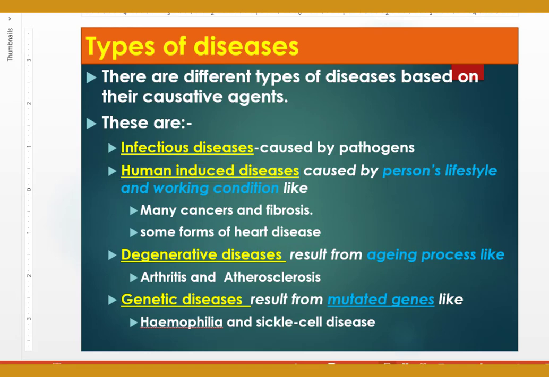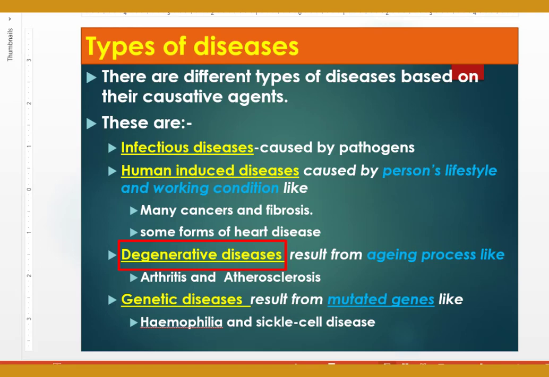The third type of disease is degenerative disease. This degenerative disease often results from the aging process, during which the affected tissue deteriorates over time due to simple wear and tear. This degenerative disease includes arthritis and atherosclerosis. I think you know, arthritis means the inflammation and stiffness of our joints. So inflammation and stiffness of joints can happen to us when we become more aged. This is due to simple wear and tear.